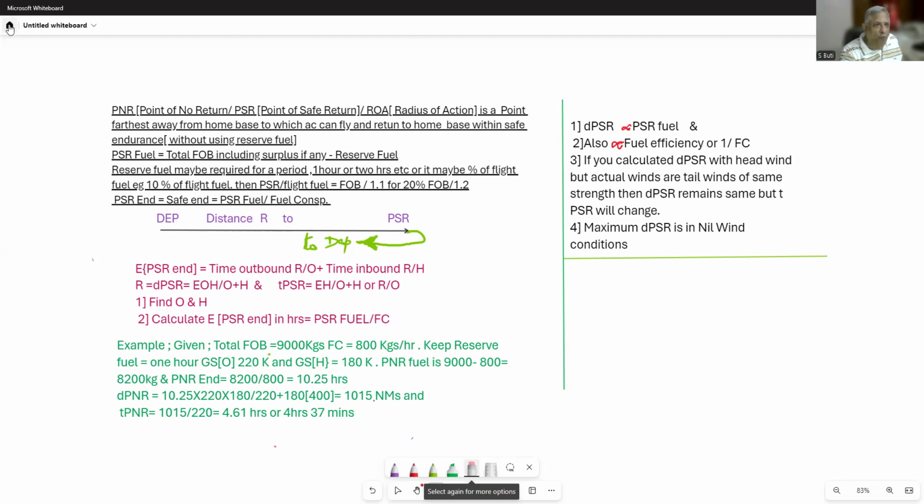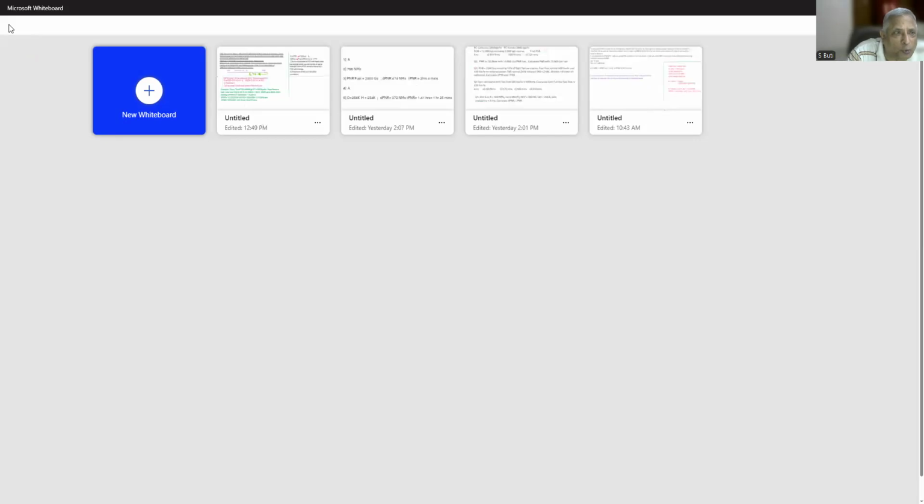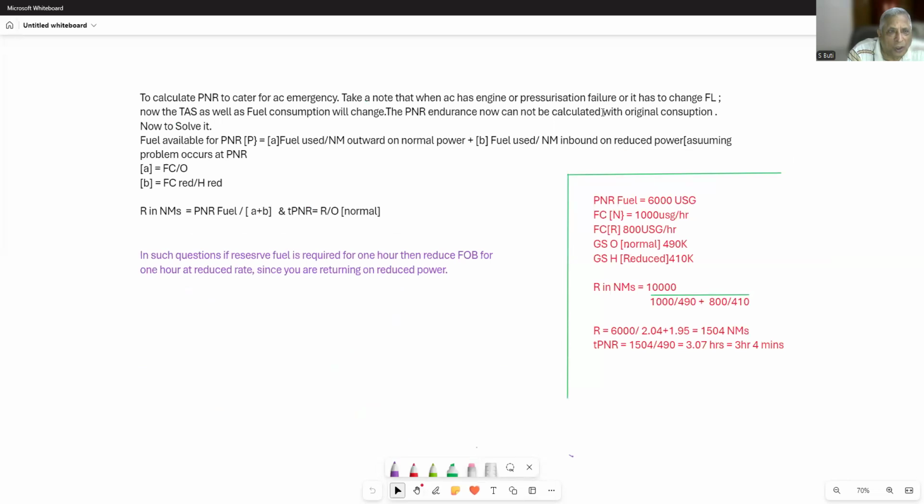Now, what if my engine fails? Then what do I do? If I have an engine failure, the worst case is that I have already reached my PSR and now I have an engine failure. Now, take a note. You must know that when an aircraft has an engine failure or pressurization failure, it has to change its flight level. The true airspeed as well as fuel consumption will change. Now the endurance, I cannot calculate with the original consumption on all engines.